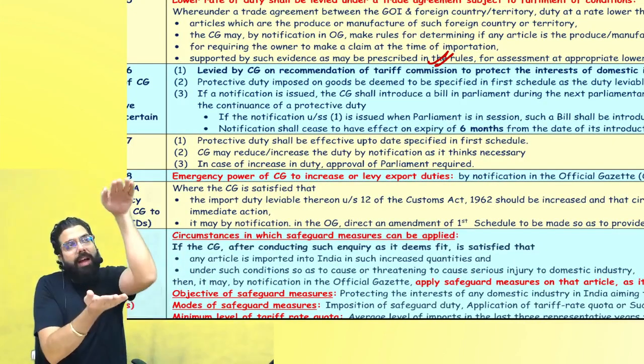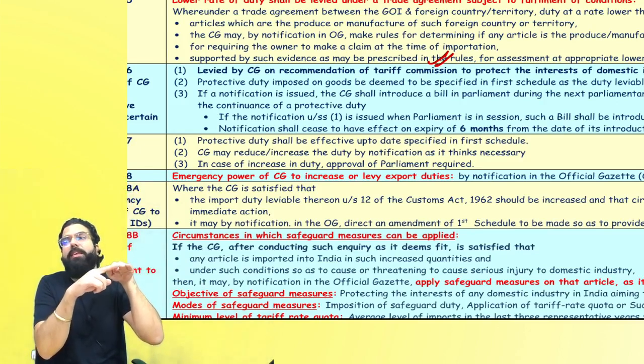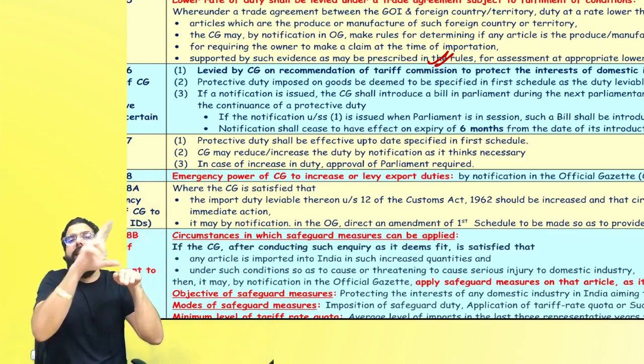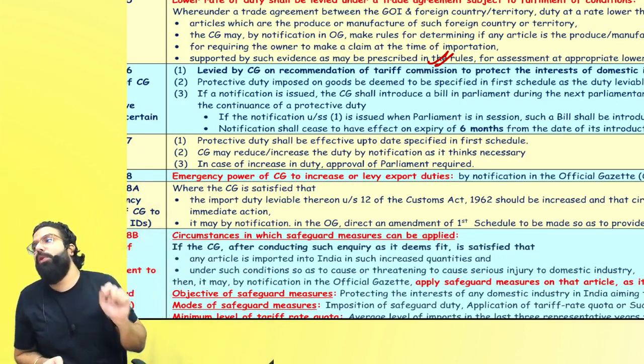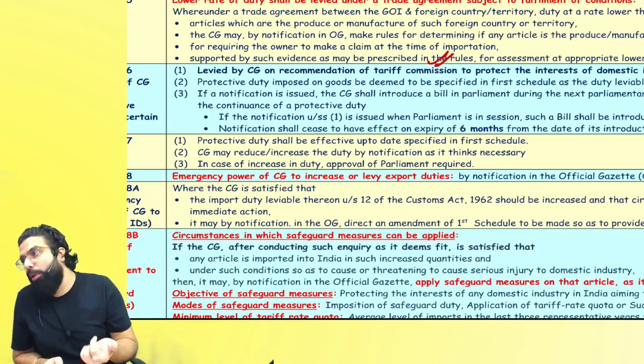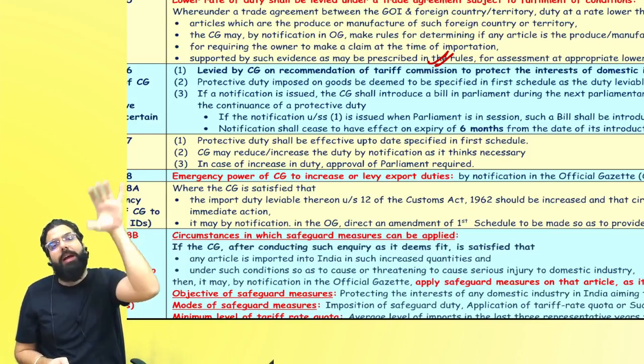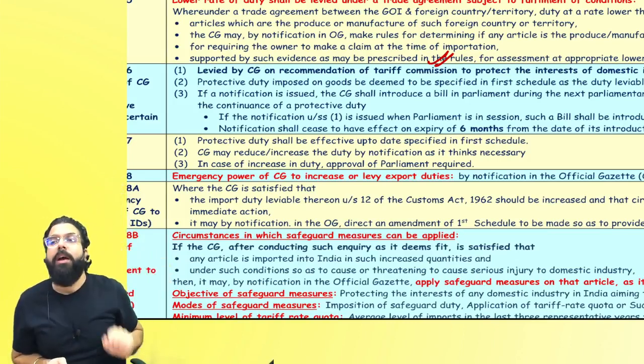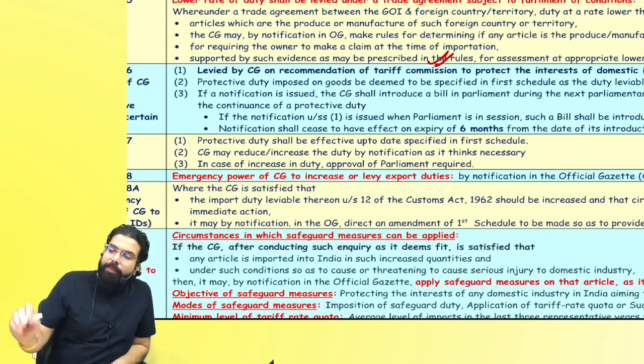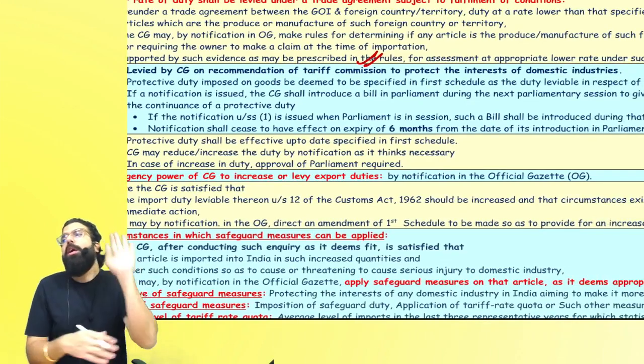gone ahead and fixed that rate as lower, now the government is realizing that the rate should be higher, then for the time being the government will levy the duty as protective duty. Actually, it is because the basic custom duty was lower, it should have been higher, they levy it for the time being as protective duty, and for that they will give one notification.